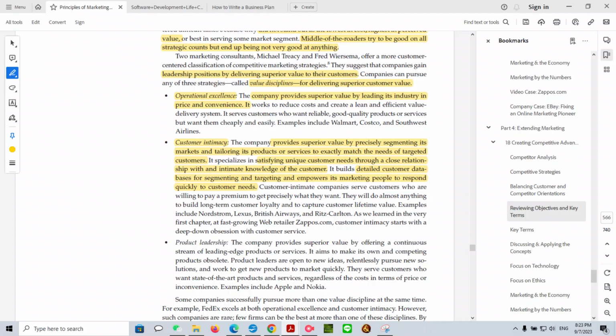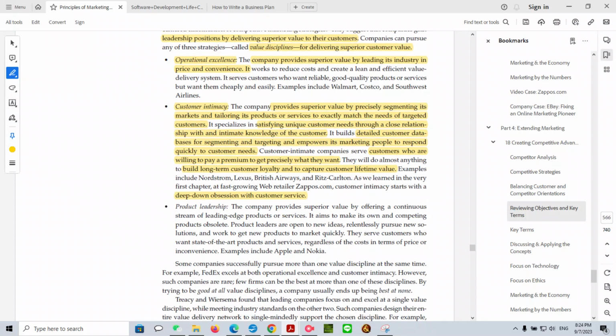Customers, yeah. So customers willing to pay a premium to get precisely what they want. They will do almost anything to build long-term customer loyalty and capture customer lifetime value. Depends on how much that demographic is worth. The ones that pay more are worth more, so therefore they have to do more. As they say, value for value, have to do more to get that. Examples like Nordstrom, Lexus, British Airways, Ritz-Carlton. As we learned in the very first chapter, fast-growing web retailers, Apple.com, customer intimacy starts with a deep-down obsession with customer service.